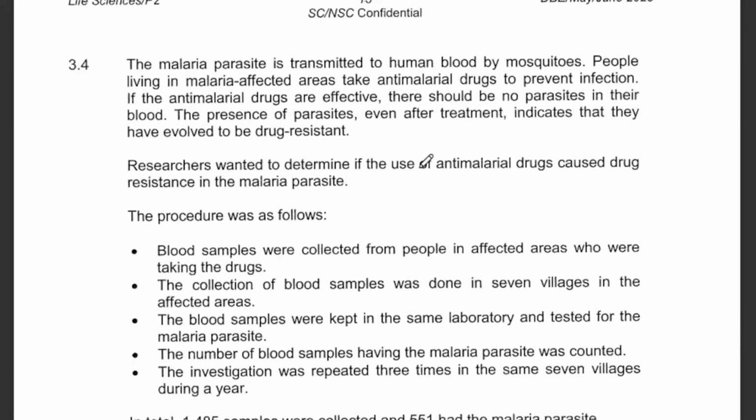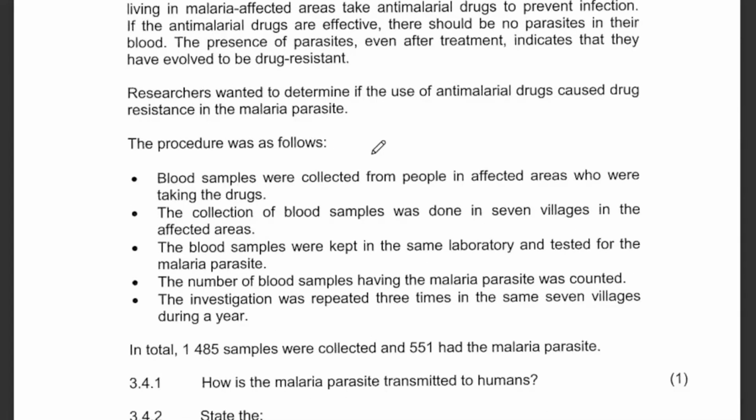Question 3.4. They are saying that the malaria parasite, I talked about this also. The malaria parasite is transmitted to human blood by mosquitoes. People living in malaria-affected areas take anti-malarial drugs to prevent the infection. If the malaria drugs are effective, there should be no parasite in their blood. The presence of malaria even after treatment indicates they have evolved to be drug resistant. Explain. The researcher wanted to determine if the use of anti-malarial drugs could cause resistance in malaria.